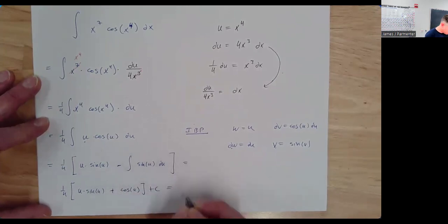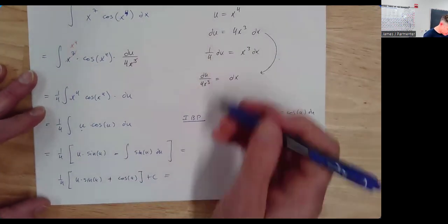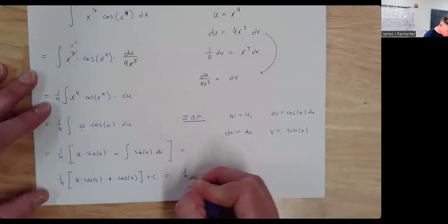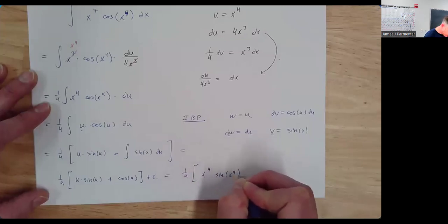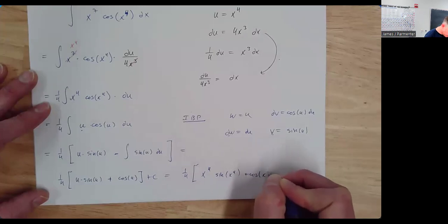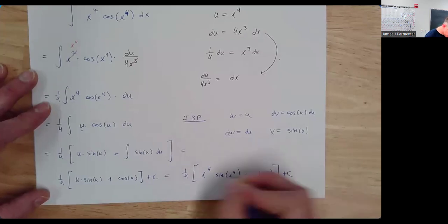Plus C, and then finally replace your u with what it's equal to, which is x to the 4th, and we get 1/4 times x to the 4th sine of x to the 4th plus cosine of x to the 4th plus C.